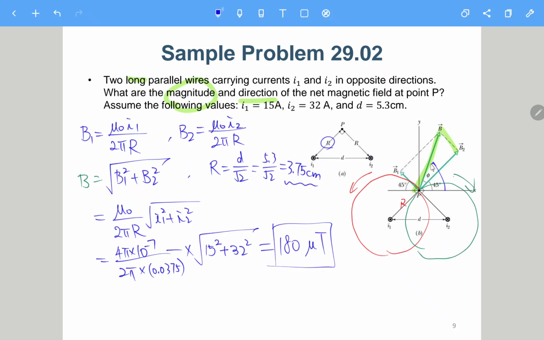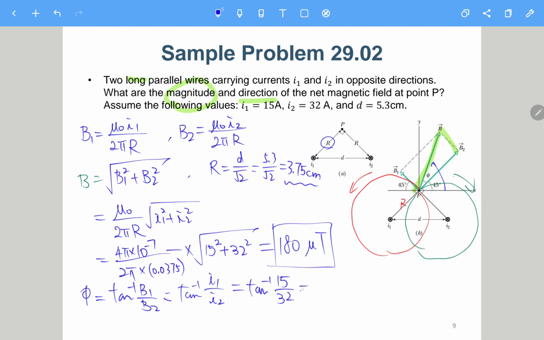Usually we consider the angle from the positive x-axis to this line. So phi will be arctangent of B1 over B2. B1 over B2 is nothing but I1 over I2, because if we divide B1 by B2, all the common factors cancel each other, and the remaining term will be I1 over I2. So this is arctangent of 15 over 32.